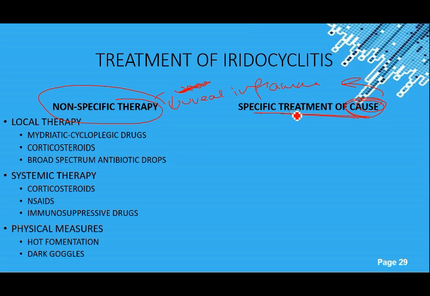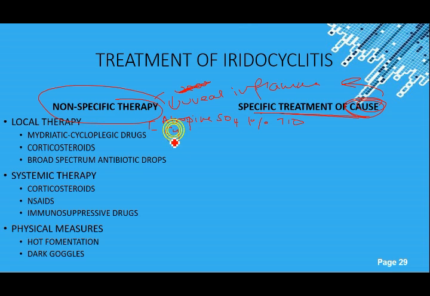So locally what you're going to give, systemically what you're going to give, and what are the physical measures. Let's talk about locally. You're going to give mydriatics and cycloplegics normally. So what are the things that you can give? Atropine sulfate, 1% eye drop, TID normally, is also given as eye ointment sometimes.